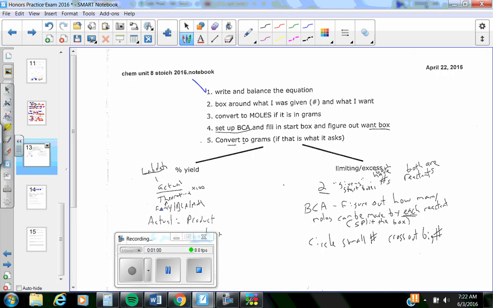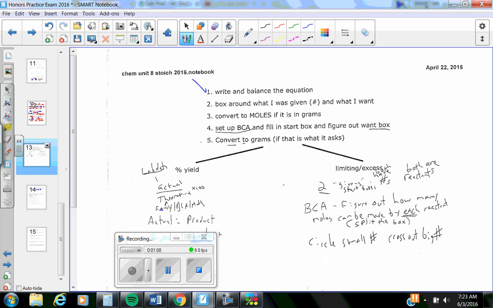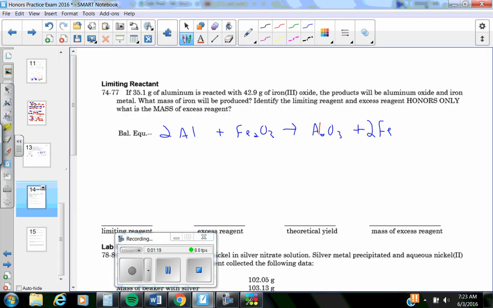Next things, read and figure out what it is that they want to know about. This one's where it's going to get trickier because there's going to be 2 numbers. But since it tells me it's a limiting reagent, I'll have 2 givens, 2 start boxes. Both will have numbers. Both are reactants. You have 35.1 grams of aluminum. That's a reactant, so that's going to be important. You also have 42.9 grams of iron 3 oxide. That's a reactant, and that's going to be important. The products will be aluminum oxide and iron, but they're only going to ask about what mass of iron, so the only box over here that I'm going to want to know is over there.